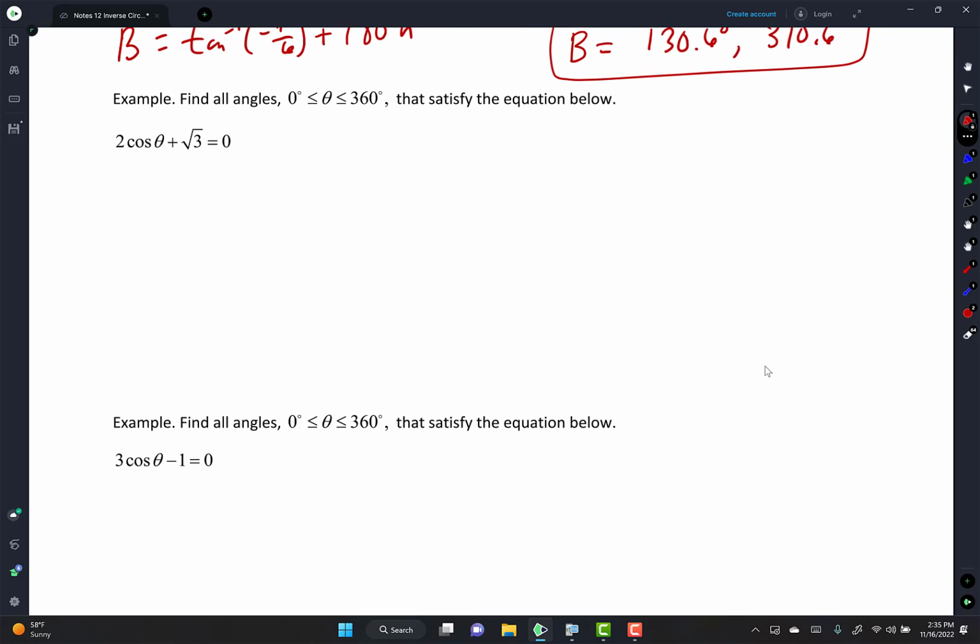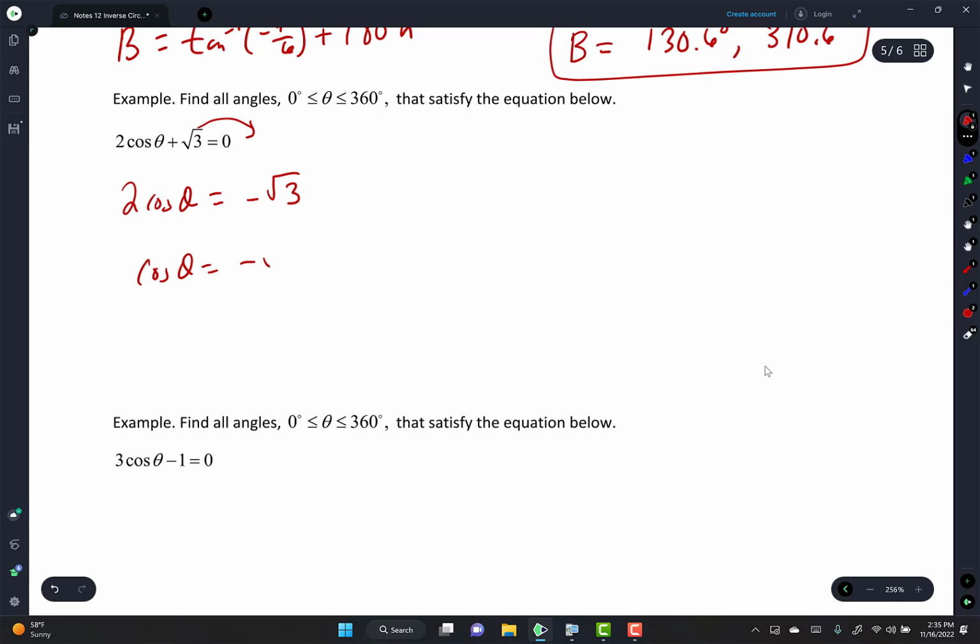All right, let's continue, guys. Look at this one here. Find all angles between 0 and 360 that satisfy the equation below. Start by moving the square root of 3 to the right. 2 cosine theta equals the negative square root of 3. And then I'm going to divide both sides by 2. Cosine theta equals negative square root of 3 over 2.